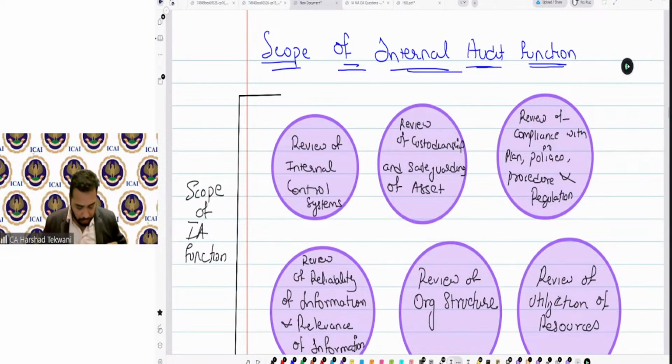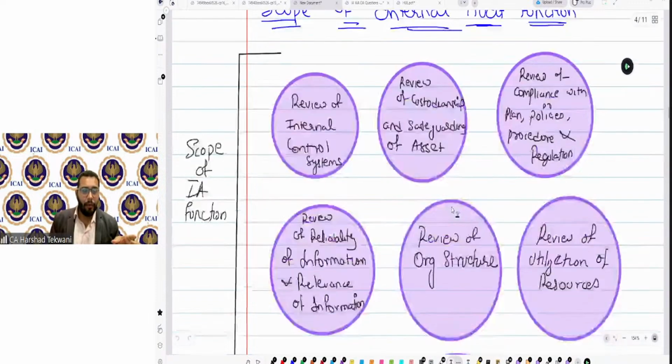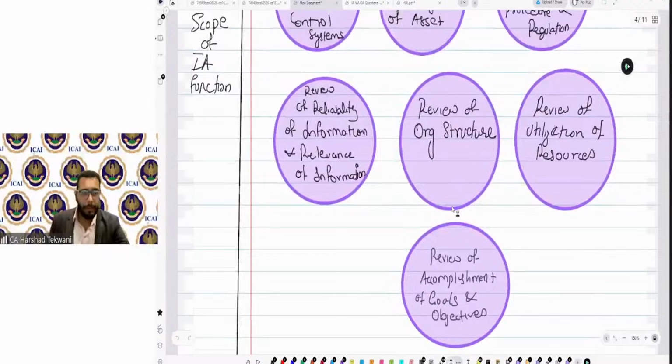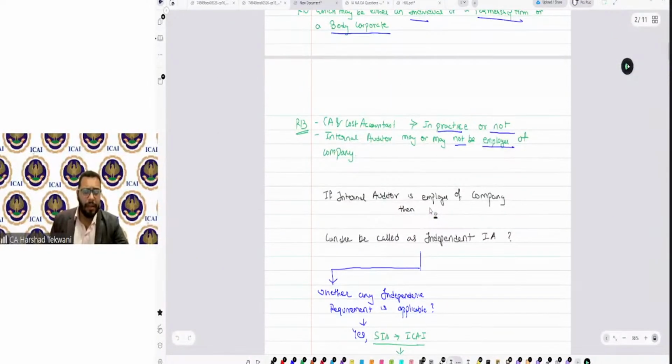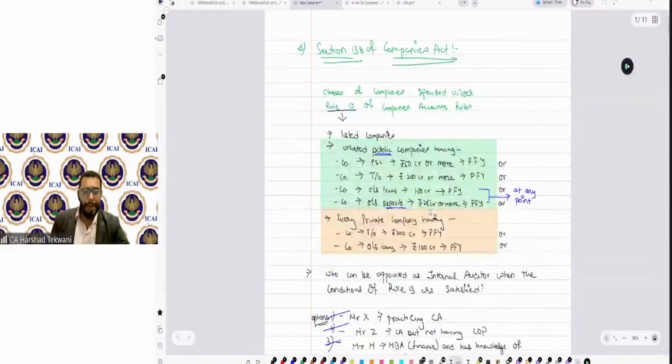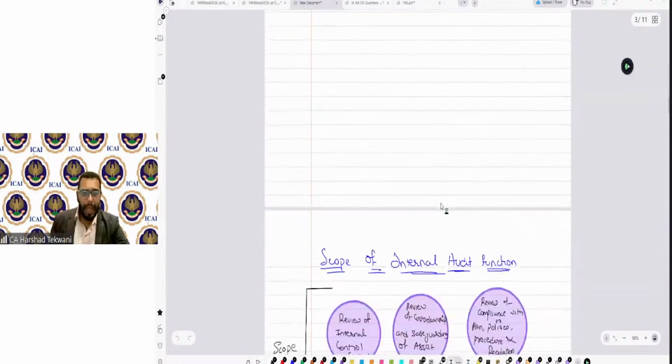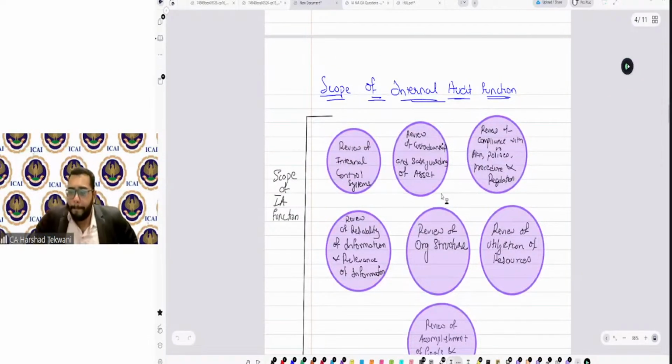Any other doubt, guys? Till now, any doubt about whatever we have discussed? We discussed the scope, SA 610, who can be an internal auditor, independence, and Section 138 of the Companies Act. Any doubt till now?